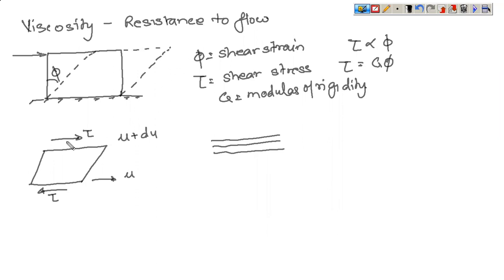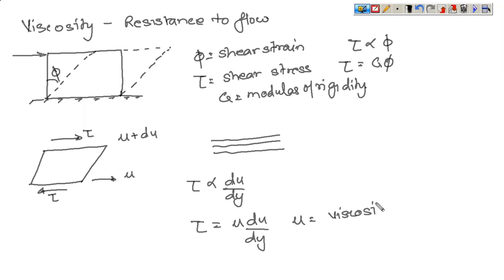So Newton's law of viscosity says that tau is directly proportional to du by dy, where du is the change in velocity and dy is the distance. So tau now becomes equal to mu du by dy, where mu is called your viscosity. This mu viscosity is the resistance that is offered by the body.